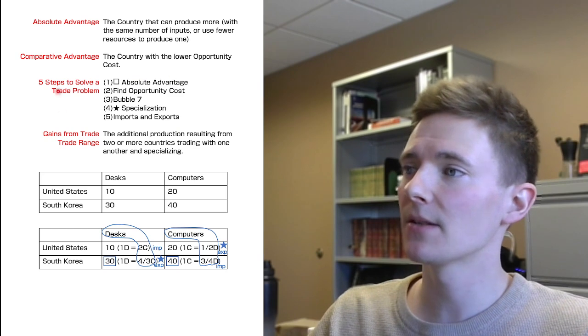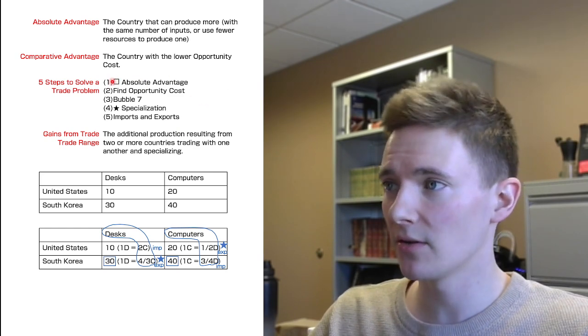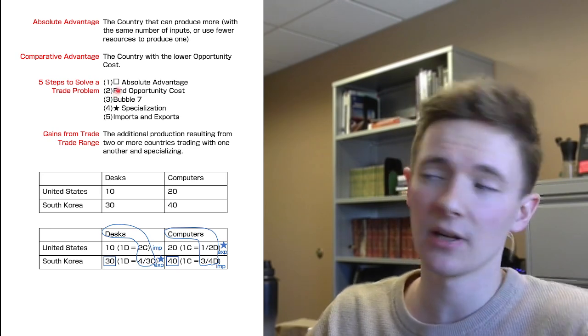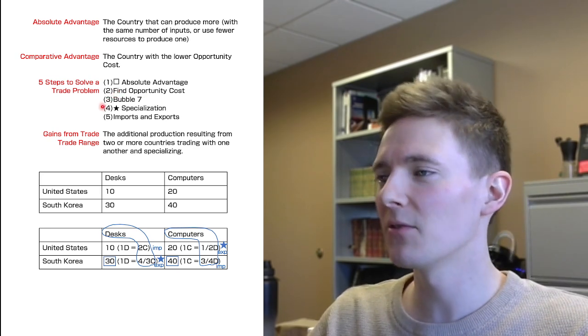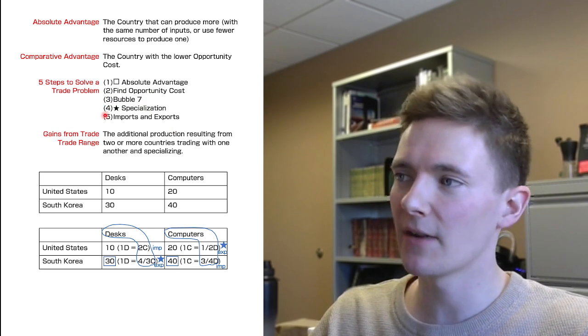The 5 steps I use to solve a trade problem are square absolute advantage, find the opportunity cost or per unit opportunity cost technically. You do the bubble 7, which I'll talk about, star what you should specialize in, and then find your exports and imports.